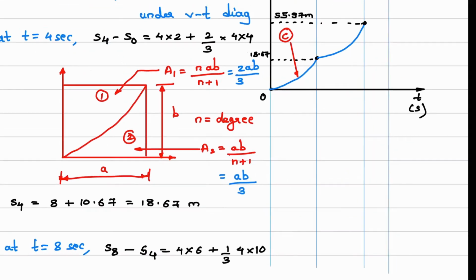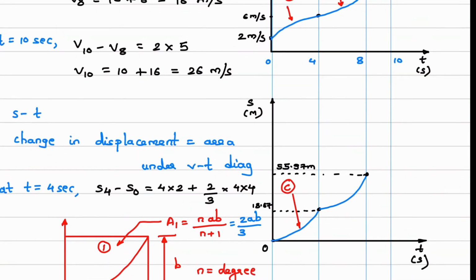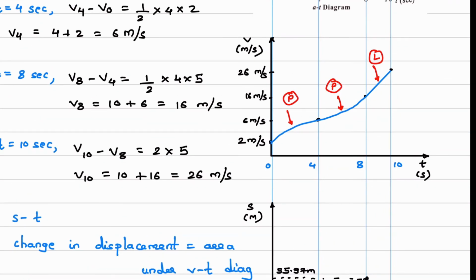Now we'll plot this on the ST diagram. Observe how to plot this. Please answer, what will be the nature of this? It will be parabolic. Why? Because we go from A to V to S. If A is linear, velocity is parabolic and displacement is cubic. If acceleration is constant, then velocity will be linear and displacement is parabolic. Now velocity is linear in this case, so displacement will be parabolic.